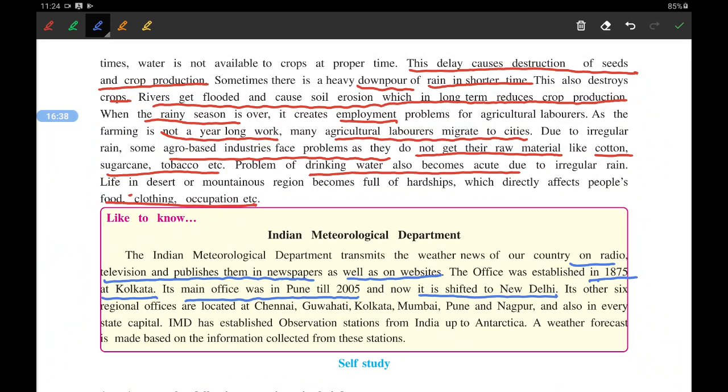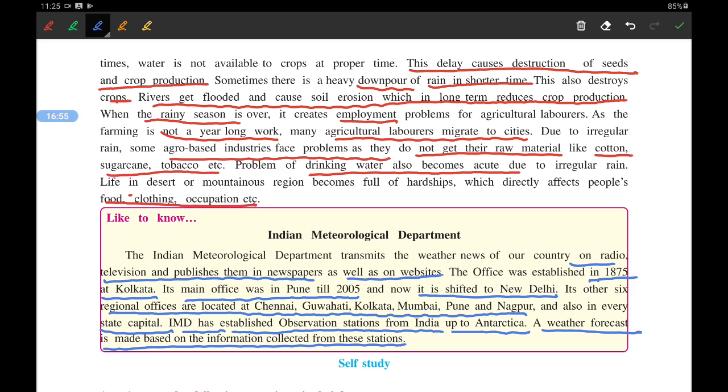Its other 6 regional offices are located in Chennai, Guwahati, Kolkata, Mumbai, Pune and Nagpur, and also in every state capital. IMD, that is the Indian Meteorological Department, established observation stations for India up to Antarctica. Weather forecast is made based on the information collected from these centers.